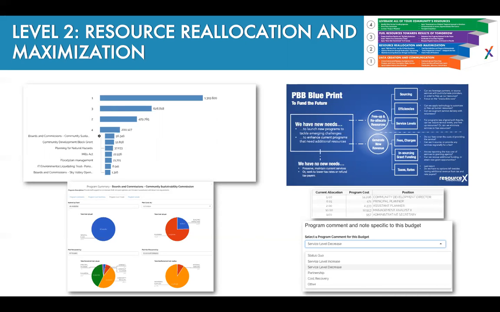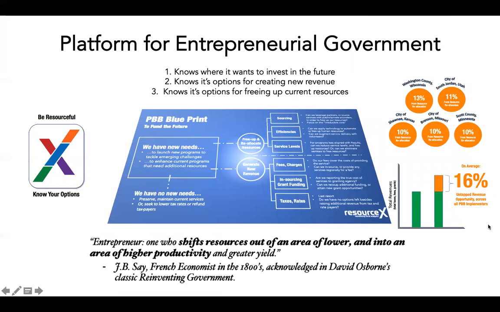So that is applying the blueprint, whether it's on the revenue generating side and talking about cost recovery. We see PBV communities have immense opportunities there. Resource reallocation, our whole point of view for level 2 is know what your options are and where you have opportunities to generate new resources, where you have opportunities to free up resources. That's what we're hoping to do.